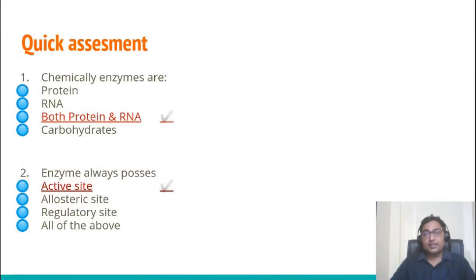And the answers are, see, chemically enzymes are both protein and RNA. I told you in the beginning of the lecture itself that most of the enzymes are protein, but a few of the enzymes are RNA in nature. For the second question, it is the active site that is always possessed by the enzyme, whereas an enzyme may possess allosteric and regulatory sites. So the correct answer is active site.